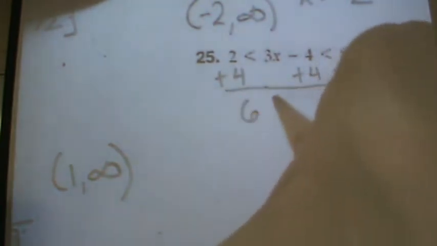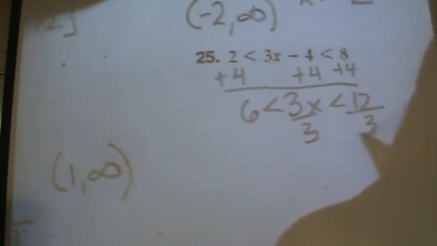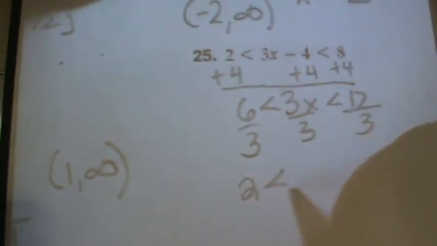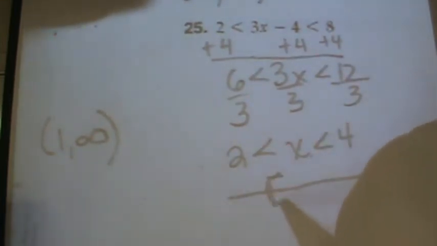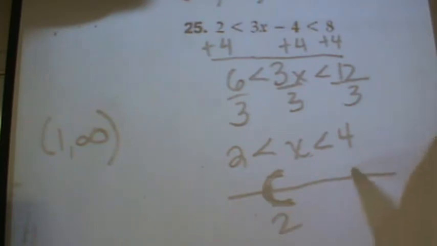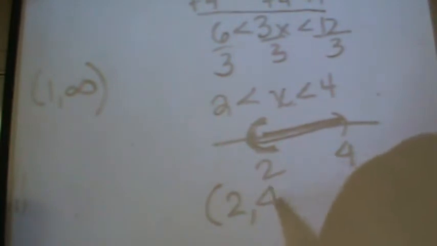Okay, 25. We're going to add 4. So 6 is less than 3x less than 12. Divide by 3. So 2 is less than x less than 4. So it's between 2 and 4. So, whoops, parentheses, 2 comma 4. And this answer would be parentheses 2 comma 4. Here's the graph of it. Here's the inequality in interval notation. 27, you're going to subtract 5.